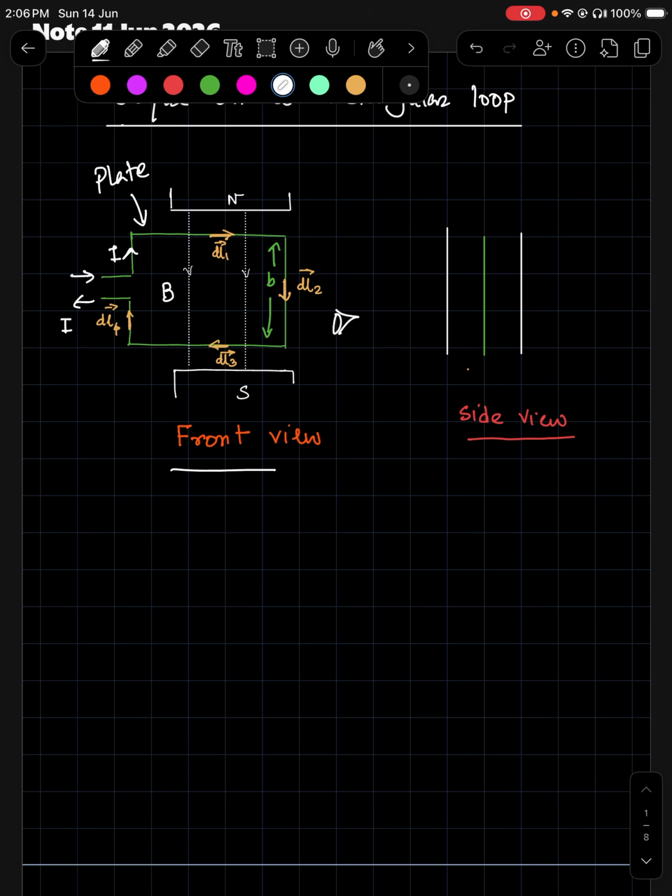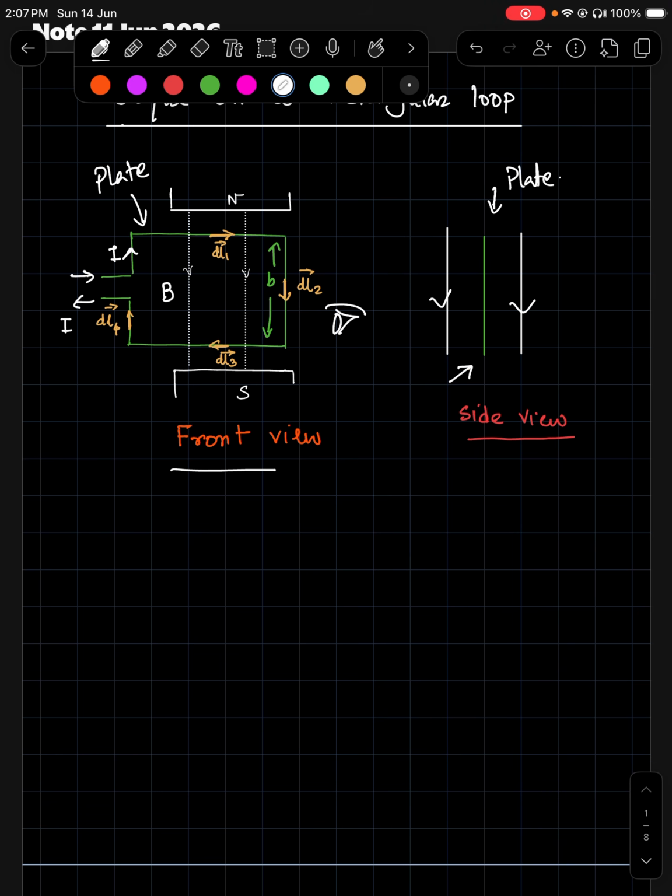And if I see this picture from the right hand side, then it will look like this. These are the magnetic field lines, and between the field lines, this is the loop. It appears as a thin green line, but there is a plate actually. So this loop is kept parallel to the magnetic field. It is obviously visible from this right picture. So we are going to calculate the torque on the plate right now.